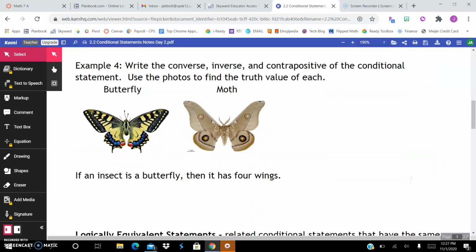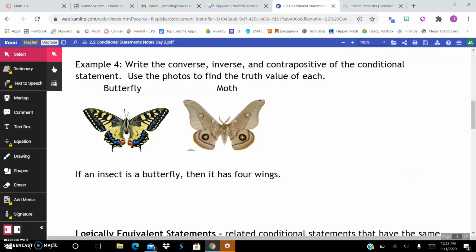For the example, it says write the converse, the inverse, and the contrapositive of the conditional statement. Use the photos to find the truth value of each. We're given a picture of a butterfly and a moth. It says, if an insect is a butterfly, then it has 4 wings. Does that butterfly have 4 wings? In the picture, the butterfly has 4 wings: 2 larger ones in the front and 2 smaller ones in the back. So our job here is to write a converse, an inverse, and a contrapositive.